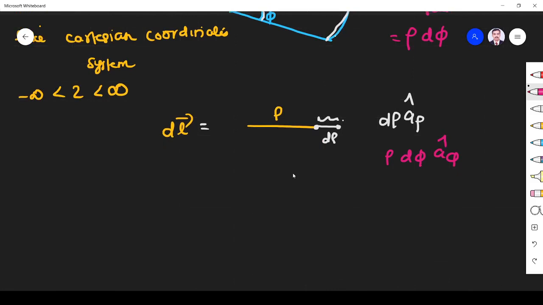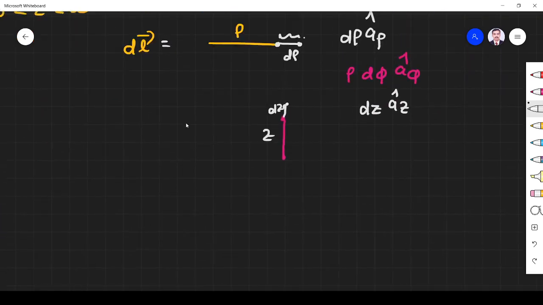What about the change in the z direction? z is simply height, no? Initially your point is located here at z. Then it has changed by a differential length dz. So simply it is dz only, the change in length. From here to here it has moved. In which direction? The az direction.